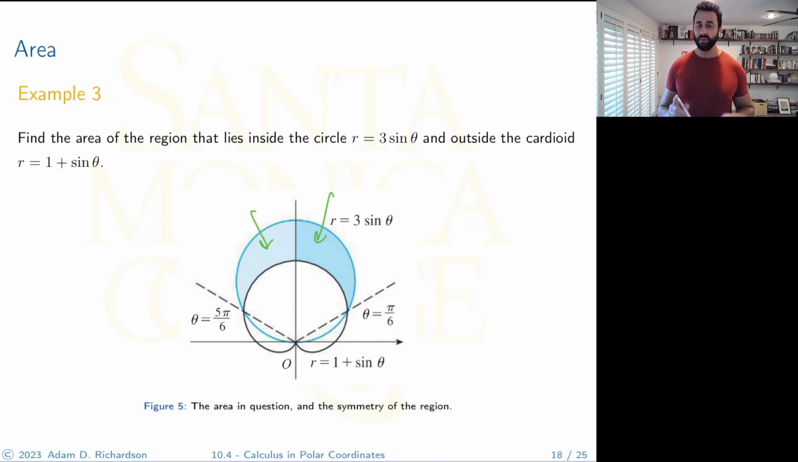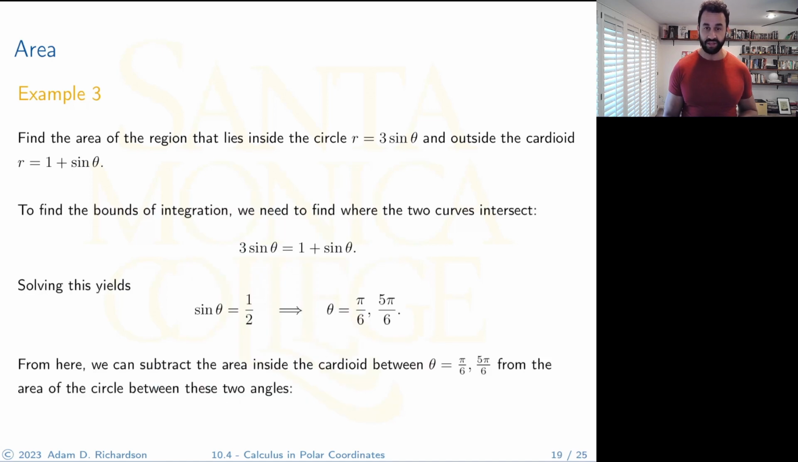For one, we would need to find the bounds of integration. In this case, they're actually given to us, these two rays. So the bounds of integration are going to be from pi over 6 to 5 pi over 6. Again, if you didn't have the graph, how would you find that information out? You would set those two functions equal to each other and solve for theta, which I believe I do here. Yeah, set those two functions equal to each other and then solve for theta.